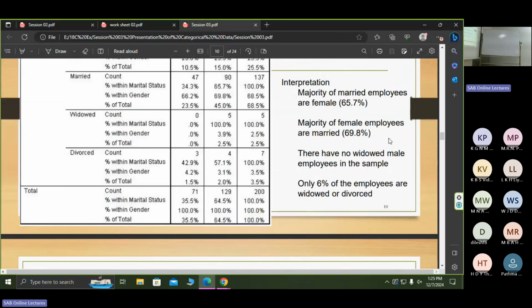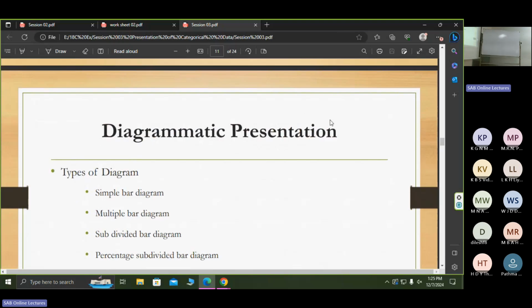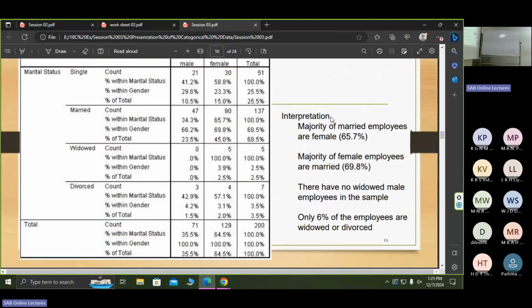Okay, now you can take a break, and after the break we discuss diagrammatic presentation. Okay. Then is there any issue? No? All are good.